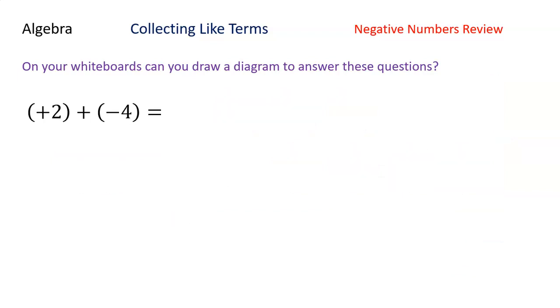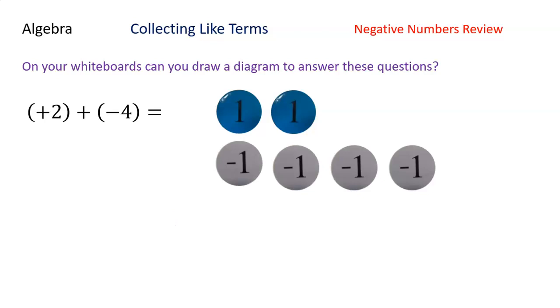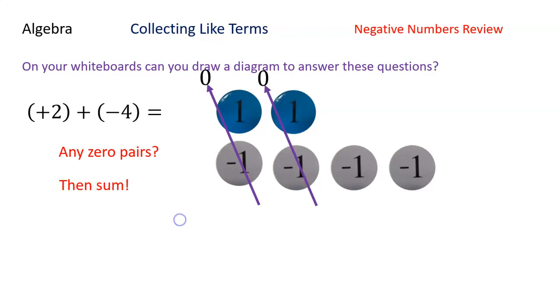What about this question? Pause the video and have a go by drawing out counters or a bar model. So you should have drawn +2 and -4. Then you should have looked for any zero pairs, and there are 2 in this case, and then summed to find a total of -2.